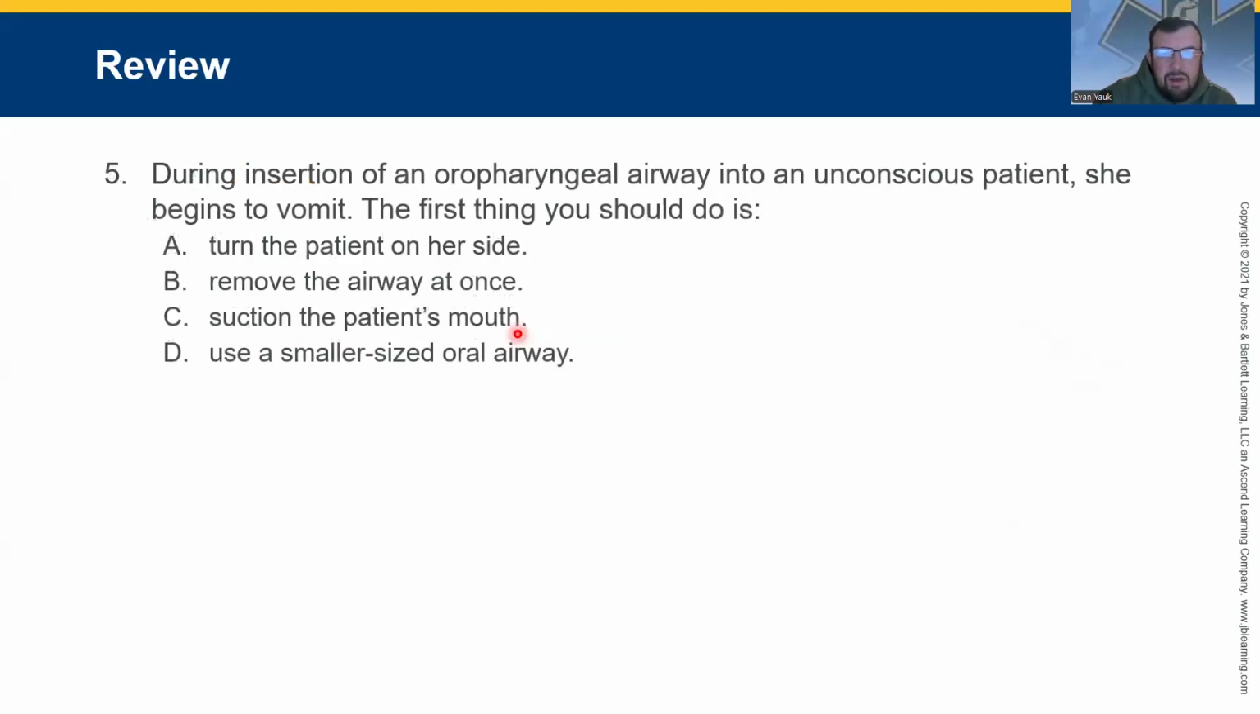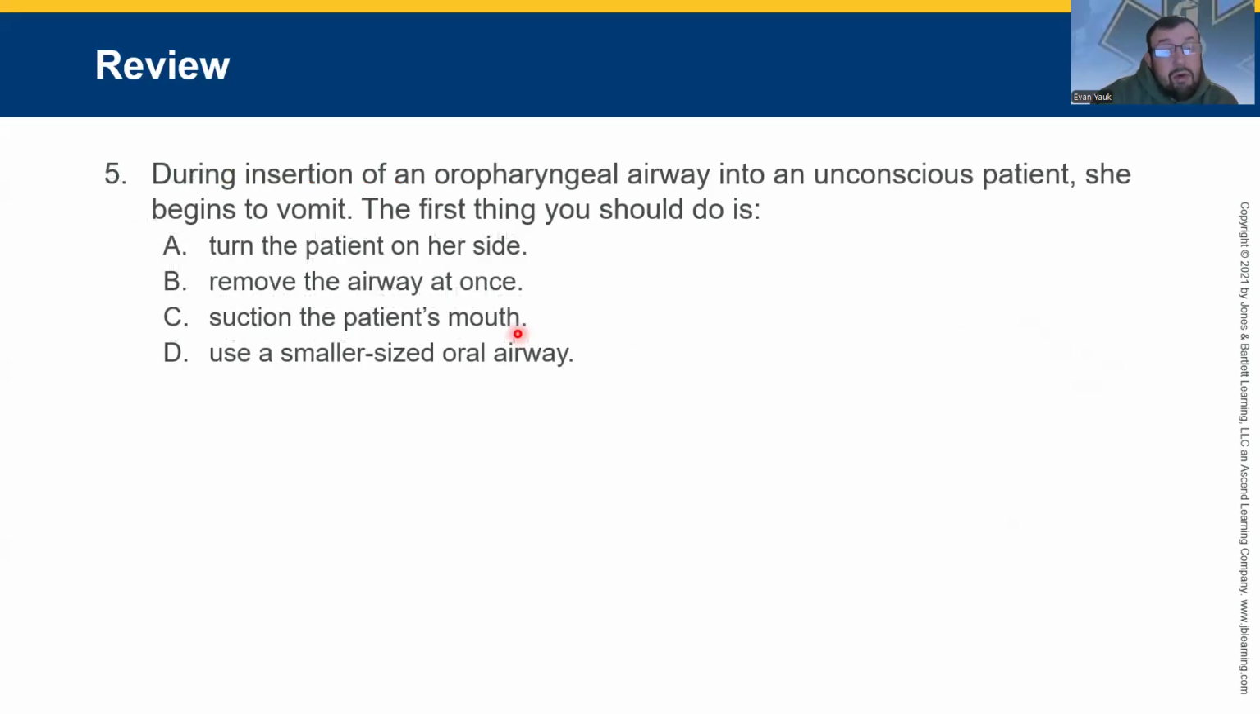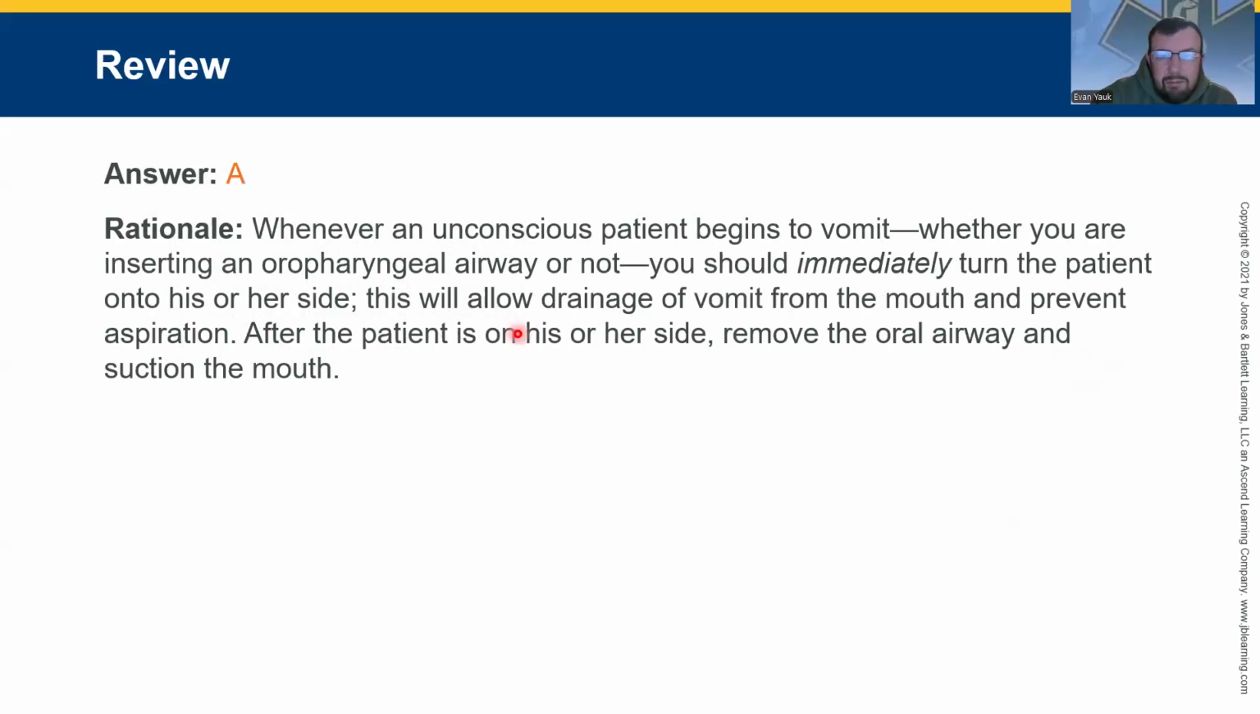During insertion of an oropharyngeal airway into an unconscious patient, she begins to vomit. The first thing you should do is remember, if we're putting an OPA in and that patient gags or vomits, we need to, oh, I told you wrong. Turn the patient on her side. We need to remove the OPA and turn the patient on her side. Boy, I got that one wrong, didn't I? So I guess I'll explain myself. I'm inserting an airway. I begin to put it in and they begin to vomit or gag. I take that out and then we need to turn them over to get the vomit out.